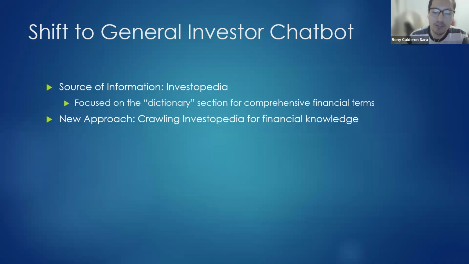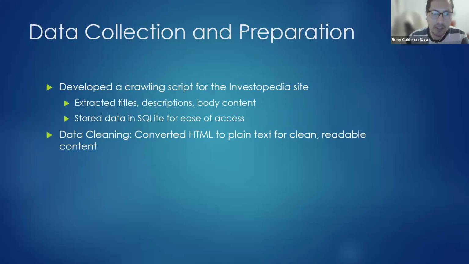I took a lot of information from this. The first step in data collection was to create a web scraping or crawling script to gather the information from this Investopedia site. The focus was on extracting key elements for each financial term, including the title, description, and the body content. I stored these elements in a SQLite database, which makes it easy to access and manipulate the data as needed. Later, I cleaned this data into a usable format.